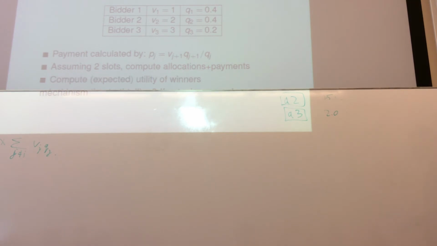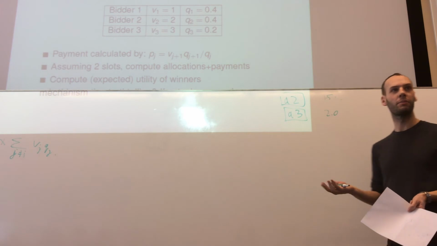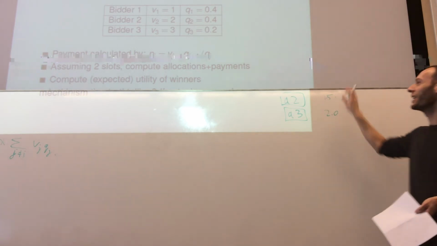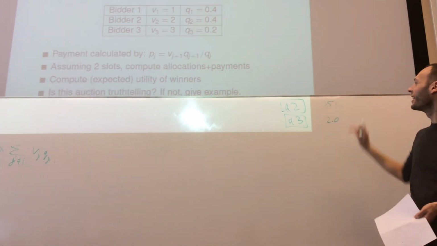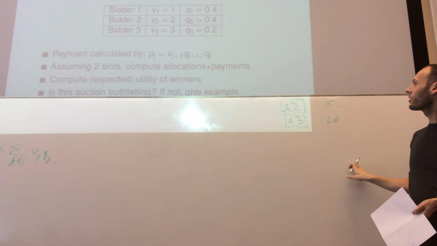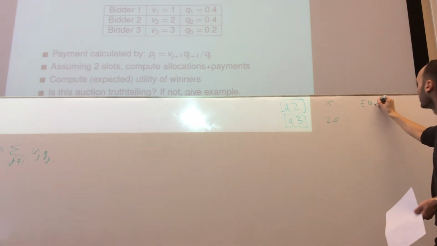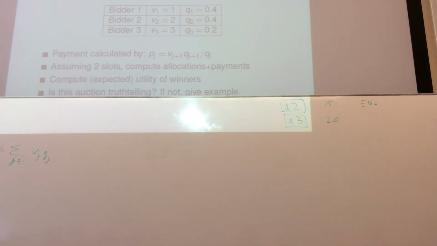It's not obvious because we really didn't go into too much detail on what the expected utility is in this context. But you have to be able to infer from your knowledge what I mean by that. That's why we're practicing. So what is the expected utility for agent 2? The expected utility is essentially the expected value minus the expected payment, right?